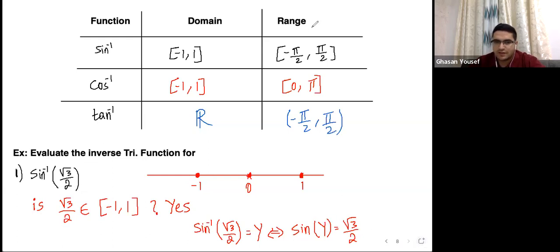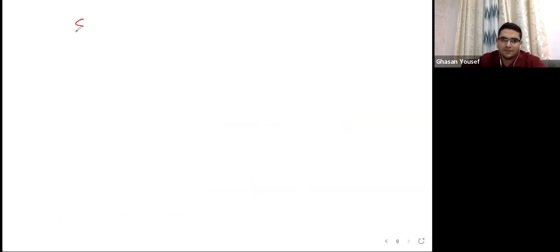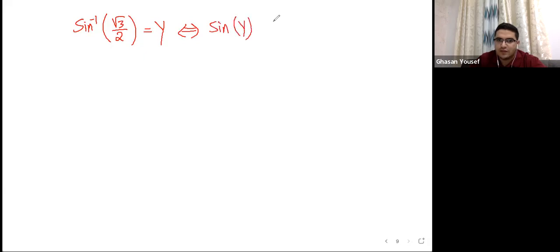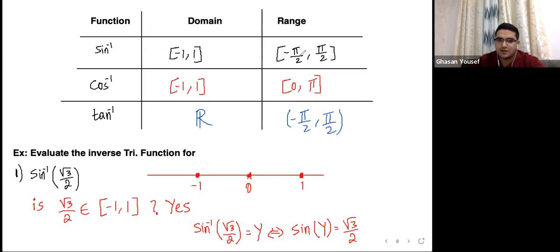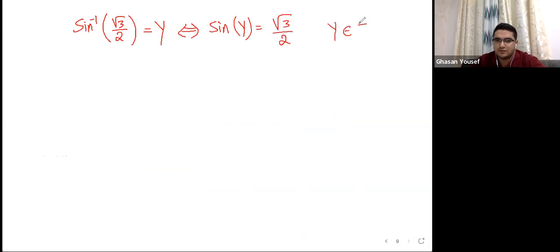This y must belong to the range. Look at the range. Again, sine inverse of the square root of 3/2 equals y, which is the same as sine of y equals the square root of 3/2. And this y must belong to the range, which here is -π/2 to π/2. I will show you exactly what that means.